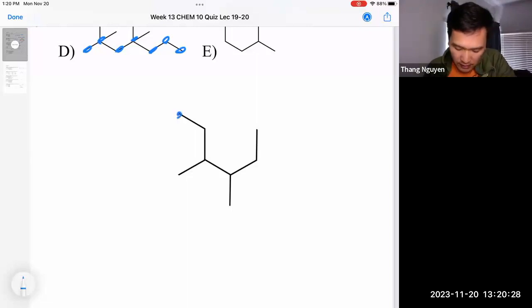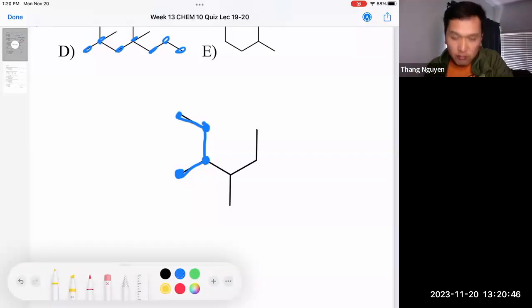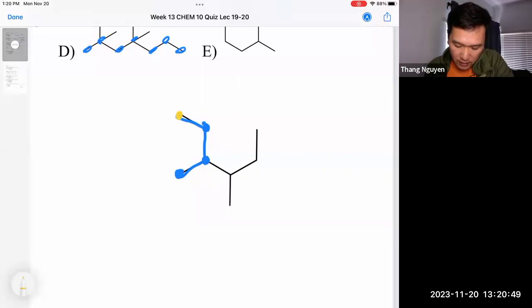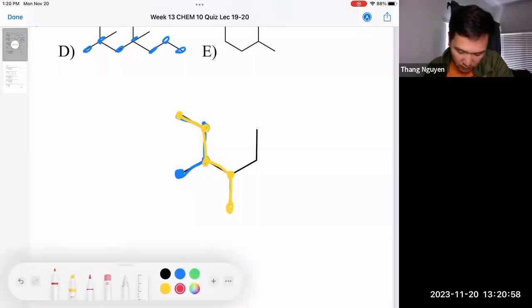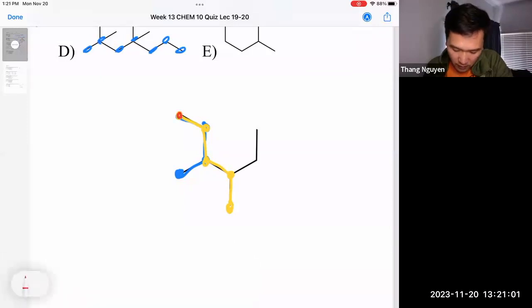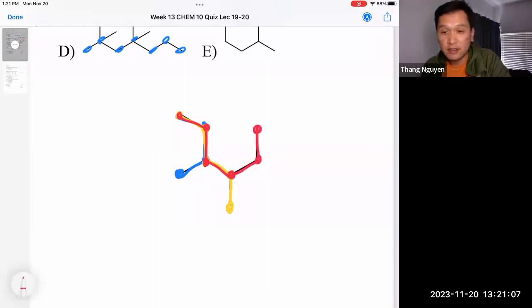So for example, if I started here, 2, 3, 4, then I can't go any more after 4, which means my longest chain is 4. So you want to do that to find your longest chain possible. Let's say that was our first attempt. Let's do 1, 2, 3, 4, 5. Okay, 5 beats 4. But maybe there's an even longer one. 1, 2, 3, 4, 5, 6. Okay, 6 beats 5. Are we satisfied yet?